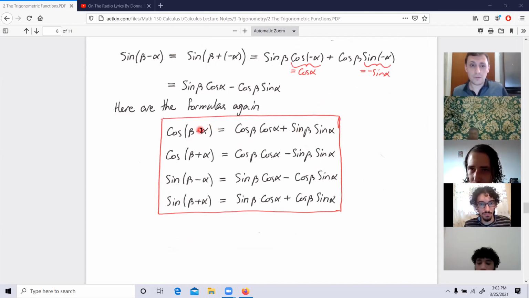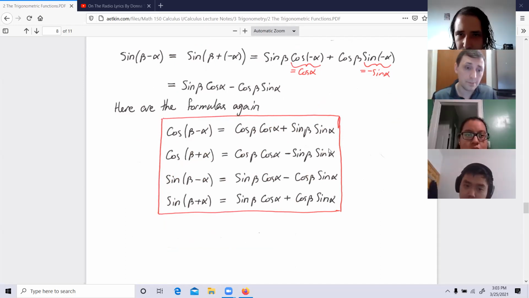So cosine of beta minus alpha, we have a formula for beta plus alpha, beta minus alpha for sine, and we have all those formulas, which of course, guys, you have this break and you want to justify it. You want to be able to, the way you study, you don't open this book.